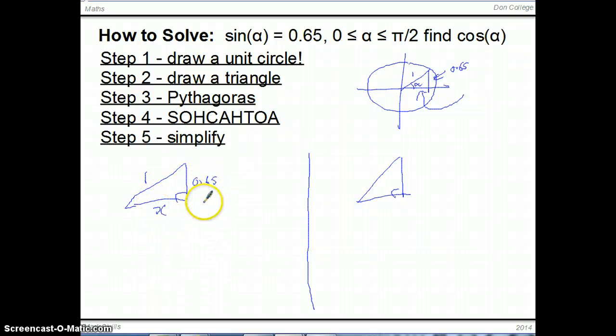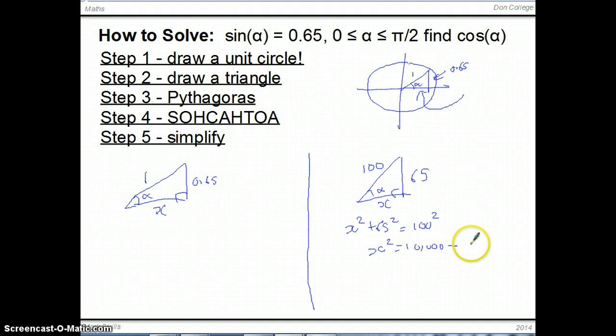Obviously this is going to involve a decimal here, or scale it up, so it's going to be 65, 100 and x there, and again that's alpha and that's alpha. So if I start over here, we've got x squared plus 65 squared equals 100 squared, so x squared is going to be 10,000 minus 65 squared.